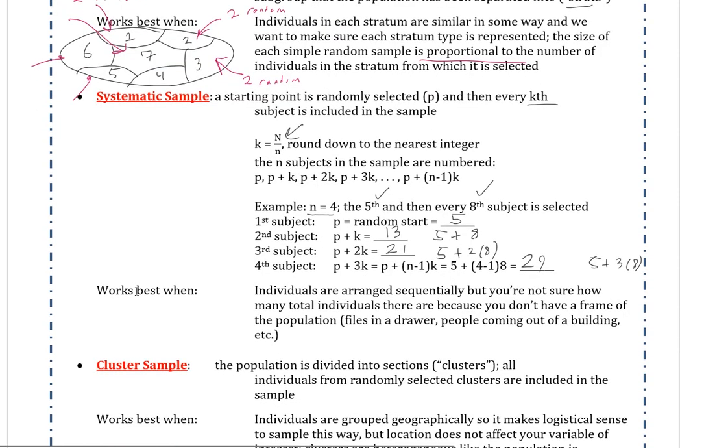Note that it still applies randomness a bit because they randomly select a starting point. But after that, it's no longer random. So there's always a little bit of randomness included in the pseudo-random.